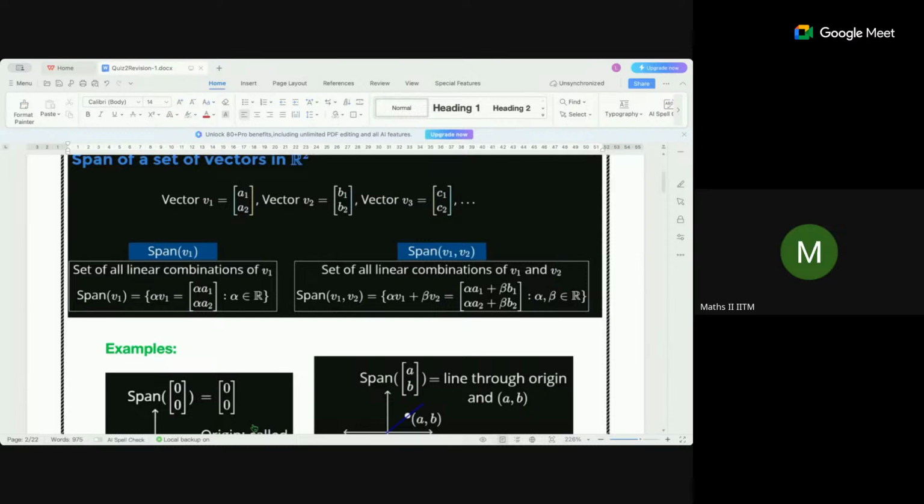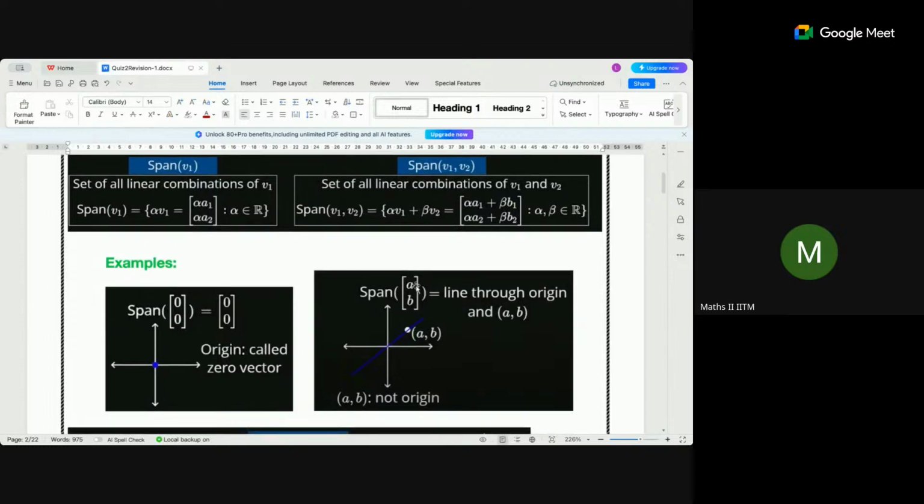No one? You have one vector (a, b), and the span of that one vector is the line through the origin and (a, b), right? You forgot, I guess. So the span of one non-zero vector is a line through the origin and that point. Here (a, b) is some point which is not the origin, a non-zero point. If you just take the zero vector and take its span, it is the zero vector.